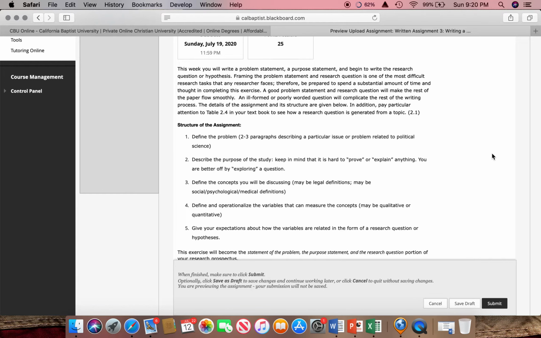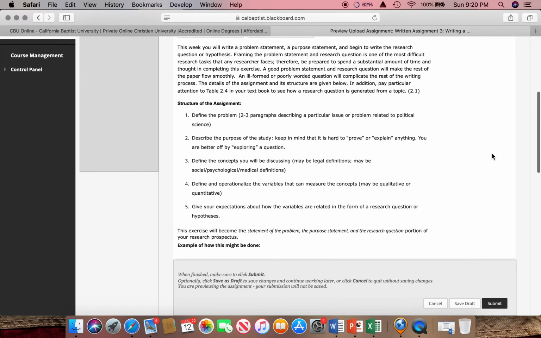Framing the problem statement and the research question is one of the most difficult research tasks that any researcher faces. Therefore, be prepared to spend a substantial amount of time and thought in completing this exercise. A good problem statement or research question will make the rest of the paper flow smoothly. An ill-informed or poorly worded question will complicate the rest of the writing process. The details of the assignment and structure are given below. In addition, pay particular attention to Table 2.4 in your textbook to show how a research question is generated from a topic.